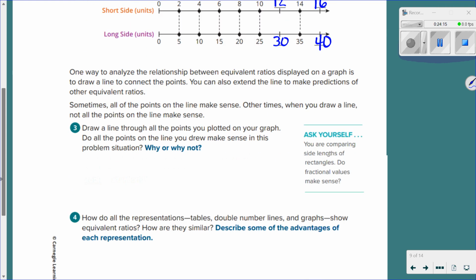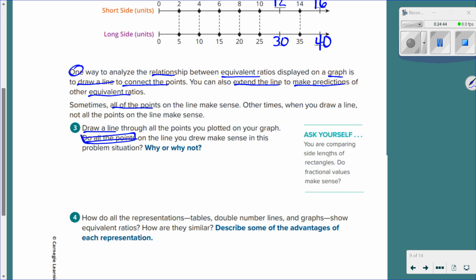Okay. One way to analyze the relationship between equivalent ratios displayed on a graph is to draw a line to connect the points. You can also extend the line to make predictions of other equivalent ratios. Sometimes all of the points on the line make sense. Other times when you draw a line, not all the points on the line make sense. We already did this, so we drew a line through all the points. Do all the points on the line make sense in this problem?